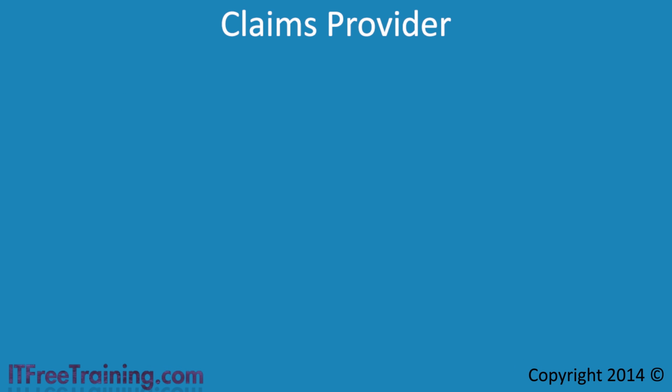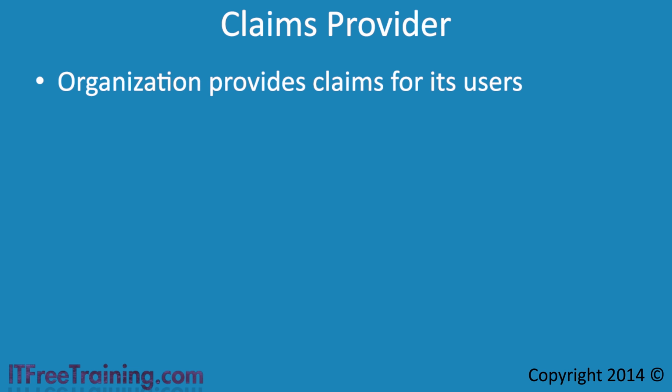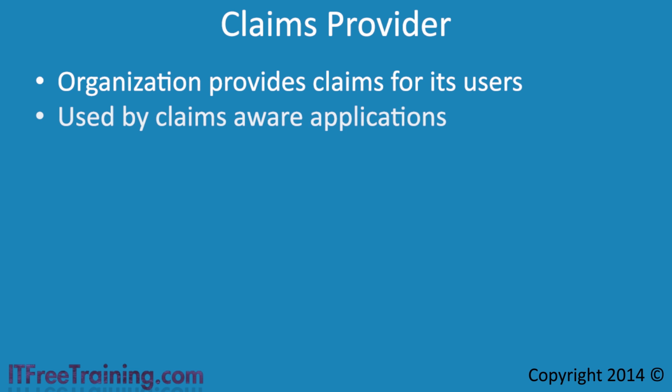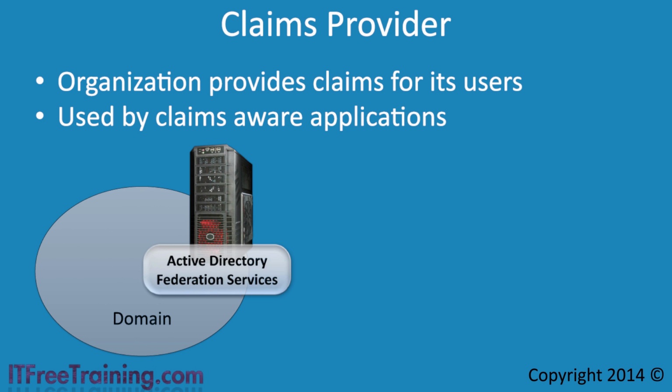The next term I will look at is claims provider. The claims provider is the organization that provides a claim to its users. In most cases, this is the account partner organization. The claims are used by claims-aware applications, and this can happen in a number of different ways. Let's consider a domain that is holding the Active Directory Federation Services, which creates claims for its users. These claims are used to access claim-aware applications.